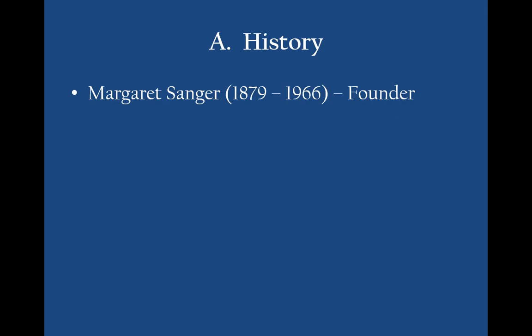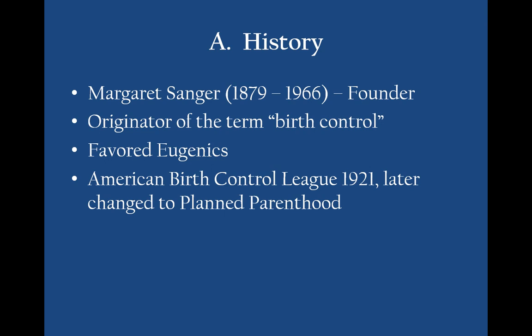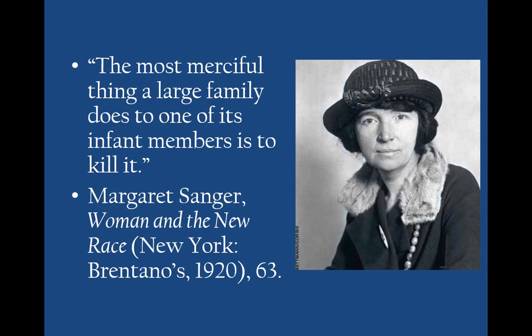So just so you know, it was founded by Margaret Sanger, and yes, she was a eugenicist. Yes, she had racist overtones. She is one of my least favorite Americans ever. She was originator of the term birth control. She actually opened her first clinic in 1917 and the American Birth Control League in 1921, and later changed its name to Planned Parenthood. So about a little over 100 years old now. Here's one of her famous quotes. I have this book on my shelf, Woman and the New Race, and she says, "The most merciful thing a large family does to one of its infant members is to kill it." That gives you some idea into Margaret Sanger's mindset.